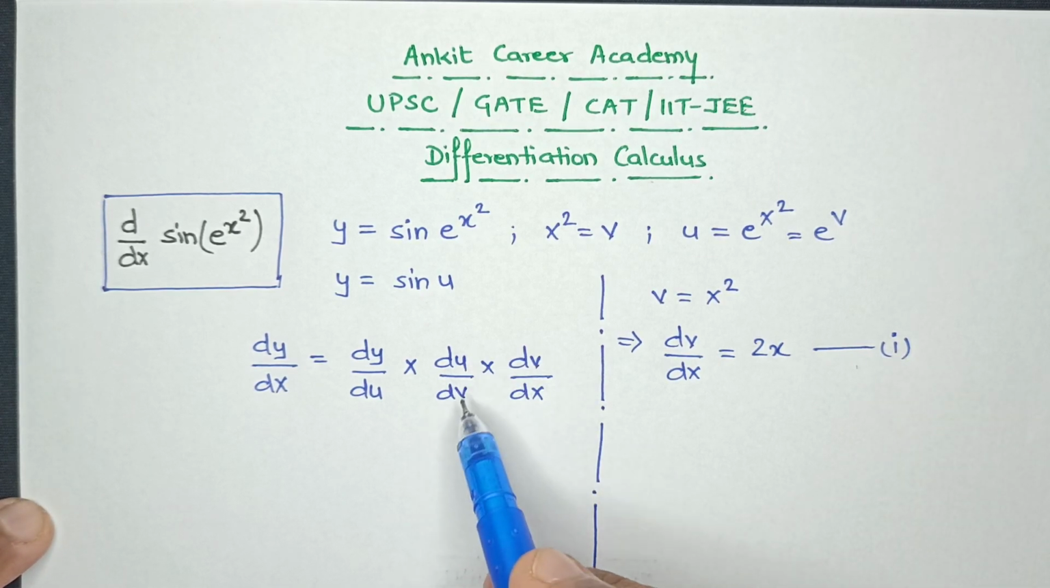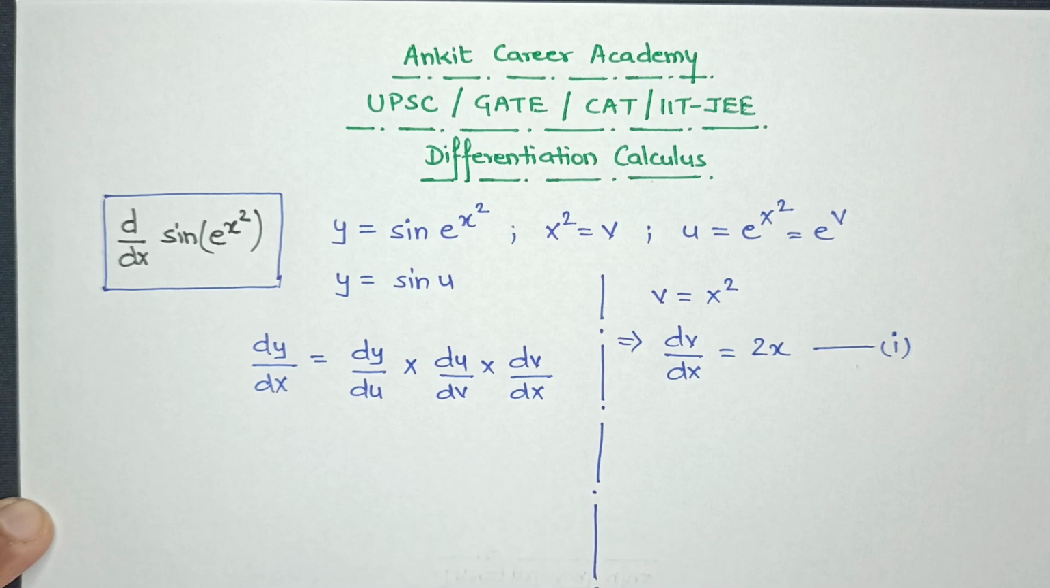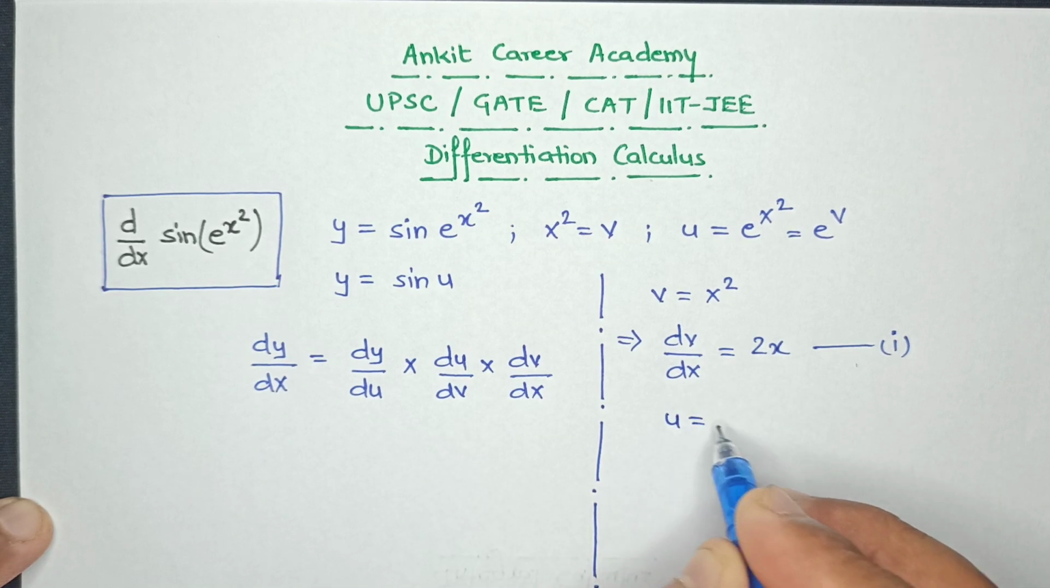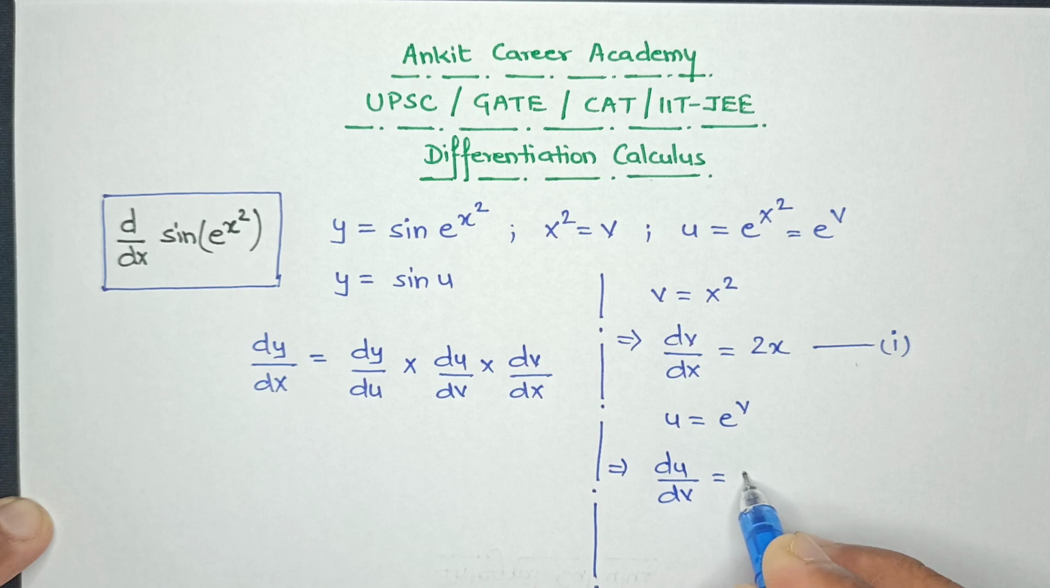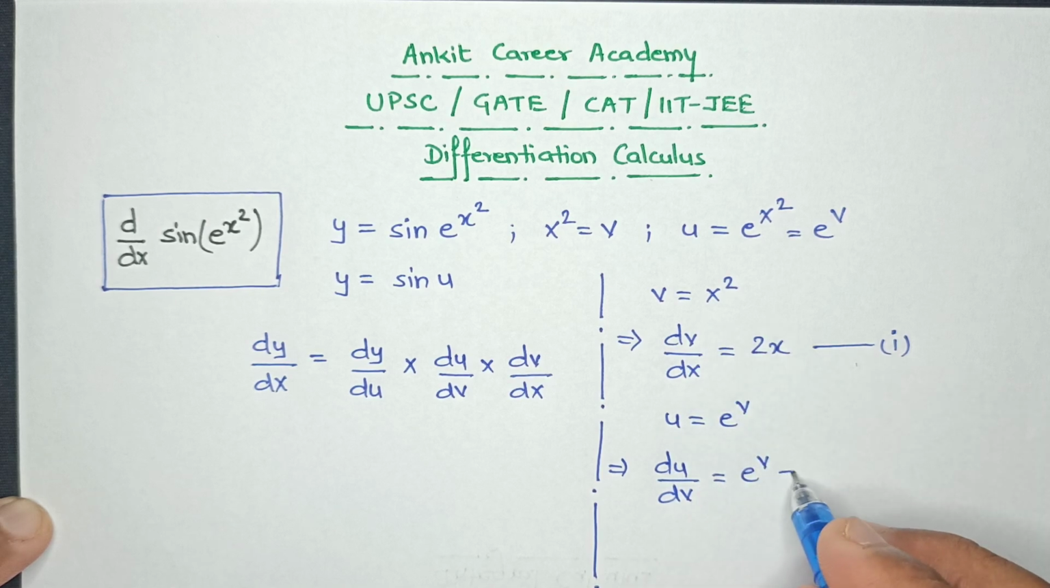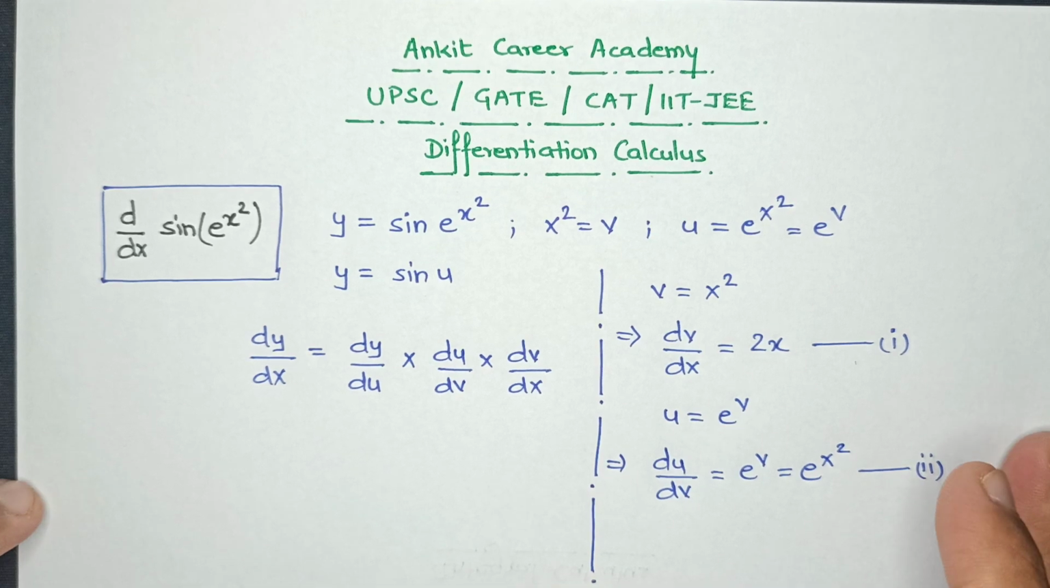Now we need to calculate du by dv. So the value of u is equal to e raised to the power v. So if we differentiate it, this will be du by dv, which will be equal to e raised to the power of v, and the value of v technically is x square. So this will be e raised to the power x square. Let us say this is equation number 2.